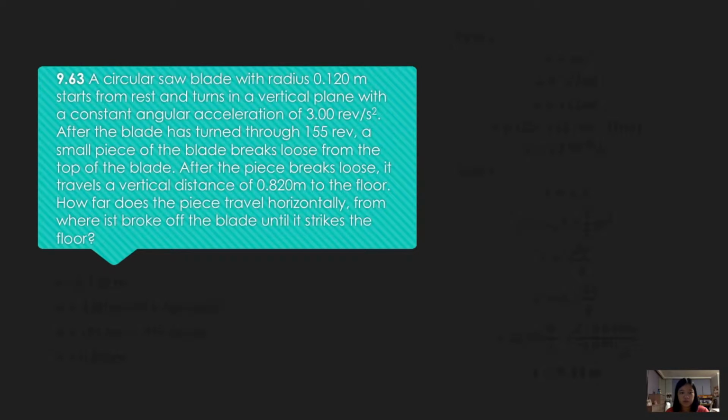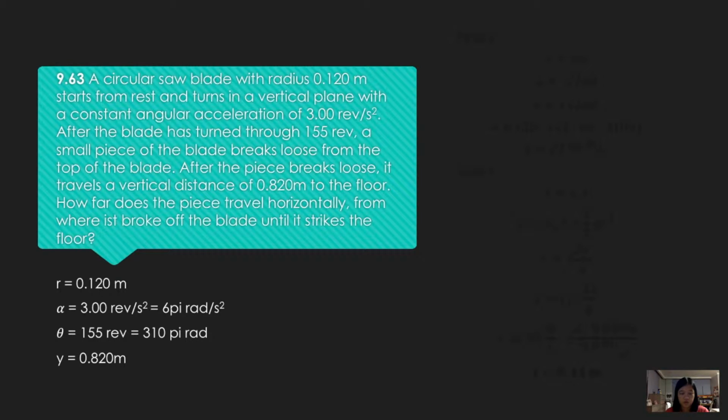Now, since it broke off from the top of the blade, we'll assume that the piece travels horizontally, tangentially to the blade. Yeah, I forgot to place it in the problem. It was mentioned in the book that it traveled horizontally. So here's the given. We know that since it travels horizontally, it will travel in a half parabolic trajectory once gravity acts on it.